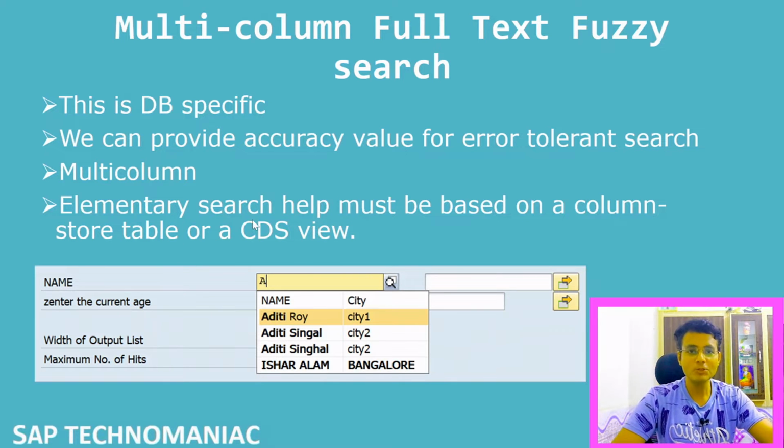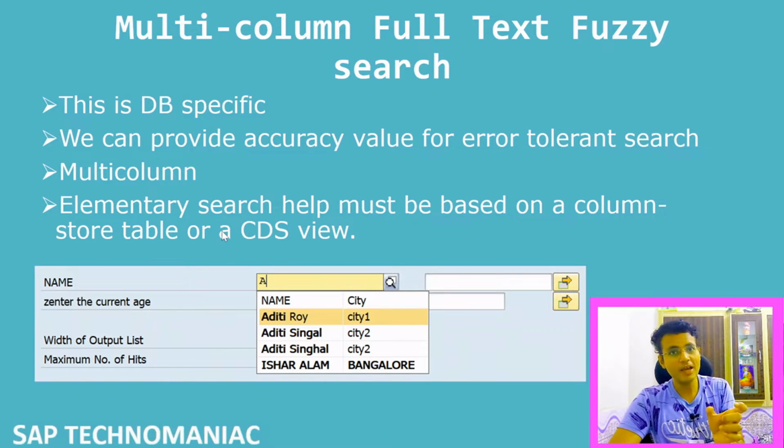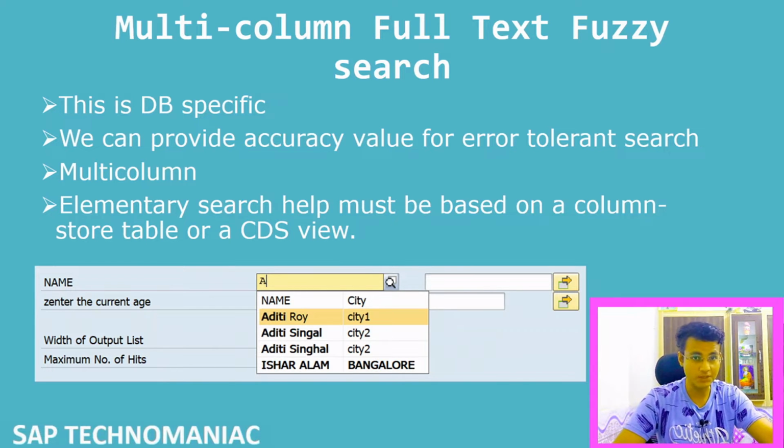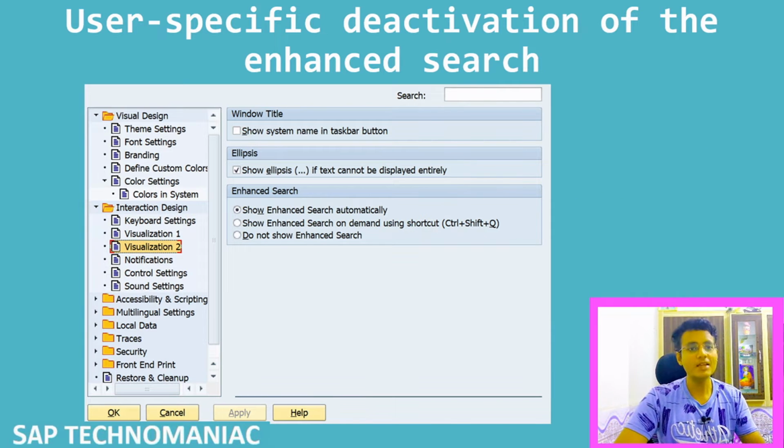We can't use a row store table, which we are creating for our elementary search help, and we can create it on a CDS view as well. These things we will also see once in the practical, just to explain how it will look and feel. We'll see what all the settings are that we have to do to get the fuzzy search. That also we'll see. And that is something, the user-specific deactivation of the enhancement.